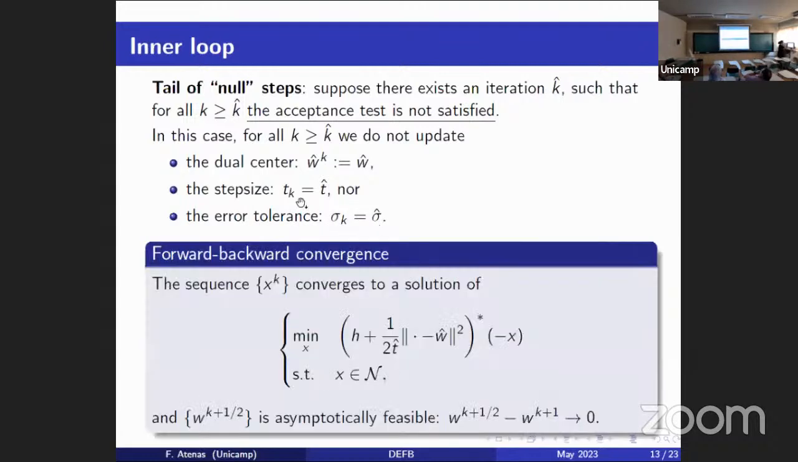So in that case, from the forward-backward convergence theory, we have that the slopes converge to the solution of this problem, the one that we use to define the forward-backward step. And also the intermediate dual points are asymptotic, meaning that those points minus their projections go to 0.